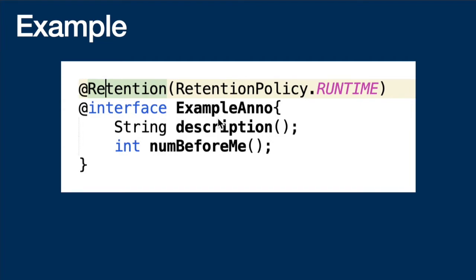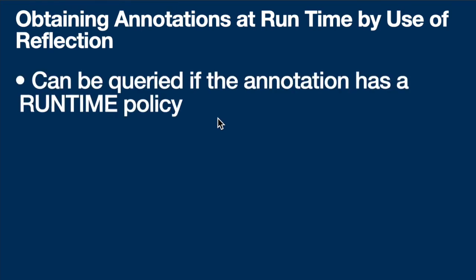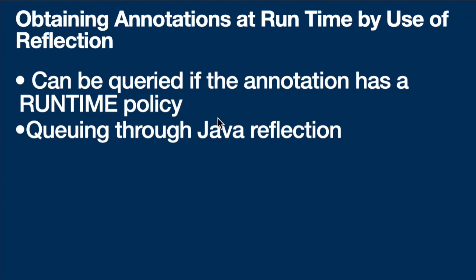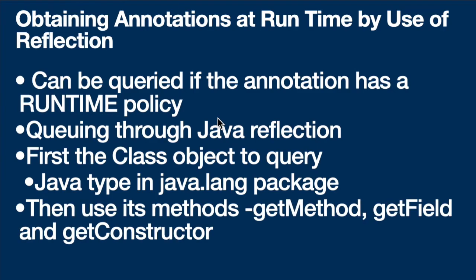So how do we get annotations during runtime? We get annotations during runtime if the annotation has the runtime policy and it is queried through Java reflection, which is included in the Java reflection package. To query it, we first have to access the class using the Class object, which is included in the Java language library. It has a final method called getClass, so we use that one, and then we will get the method if it is a method, or the constructor, or the field.